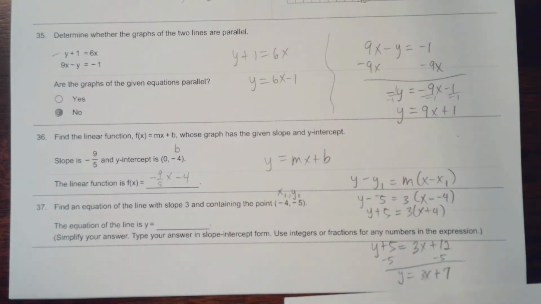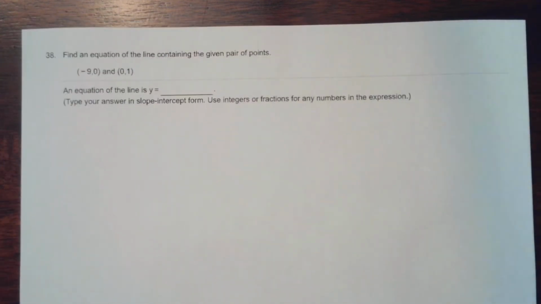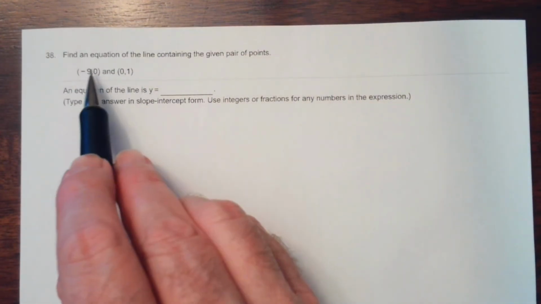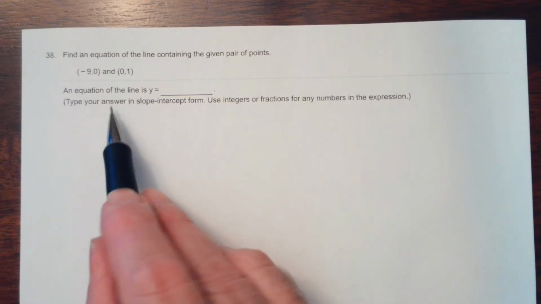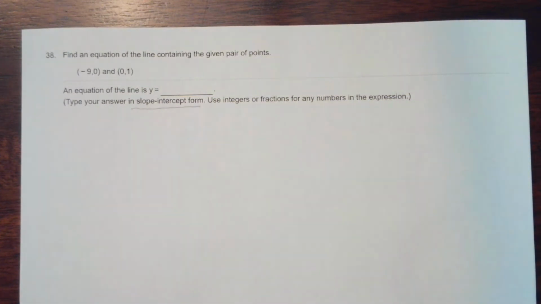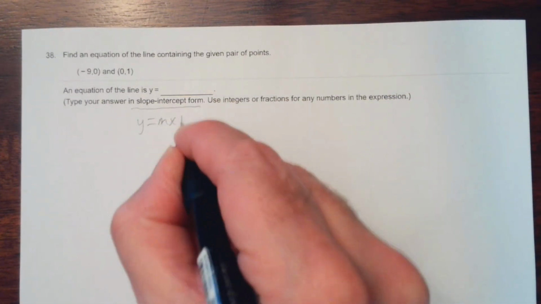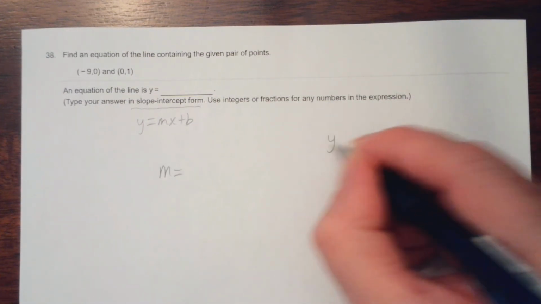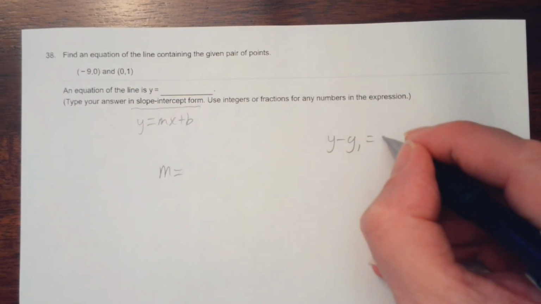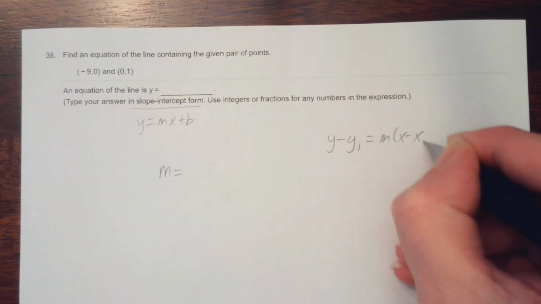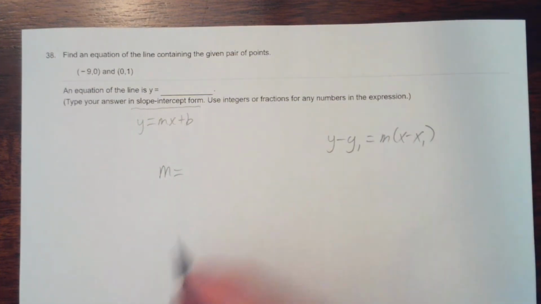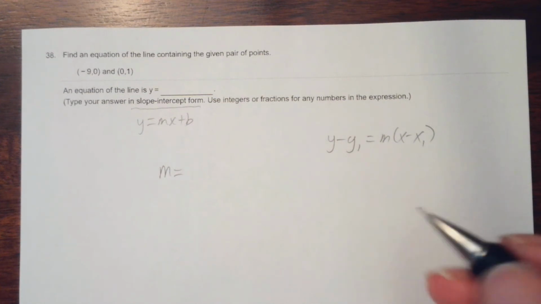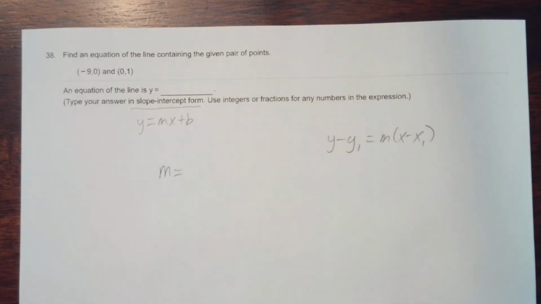All right, last problem. So here we have to find an equation of the line that contains these 2 points. Notice we're going to have to put it in slope-intercept form. That's the y equals mx plus b form. So the first thing I want to do is keep in mind I need to use the point-slope form since I'm writing an equation of a line. So my slope, I need to find that. I don't have that. I have 2 points, I only need one of those.